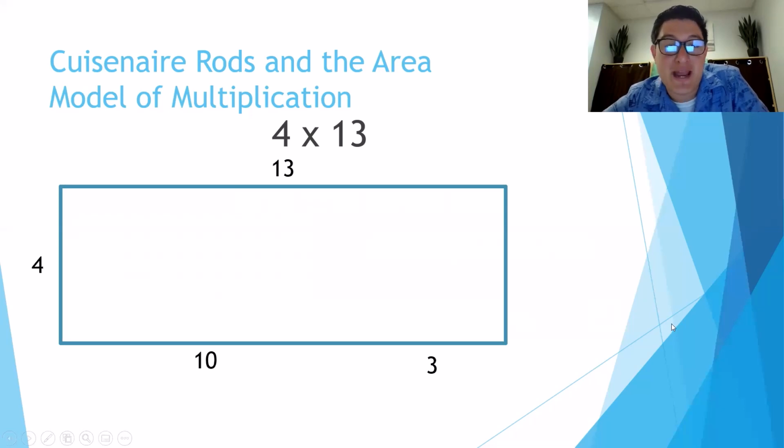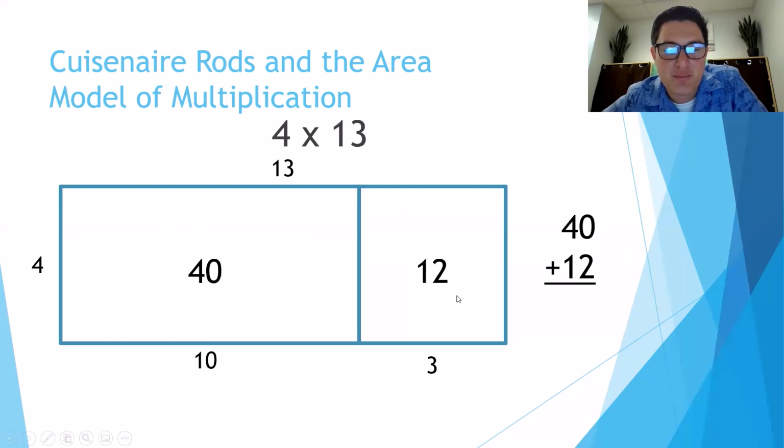And then I split up this rectangle into smaller rectangles. This way, I'm able to find the space inside of these rectangles. But see how it's still 13? So this way I can do what's 4 times 10? That's 40. And then what's 4 times 3? That's 12. And notice how that's very similar to the Cuisenaire rods and to the dots, but it's a lot quicker to draw a rectangle than it is to draw the individual dots. So if I add 40 plus 12, I get 52.